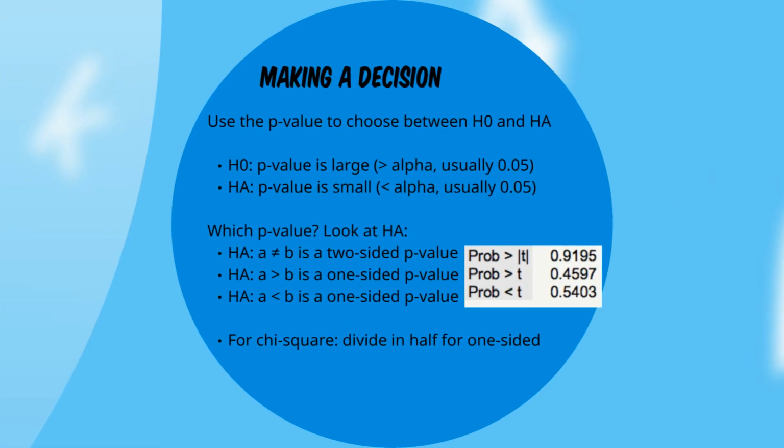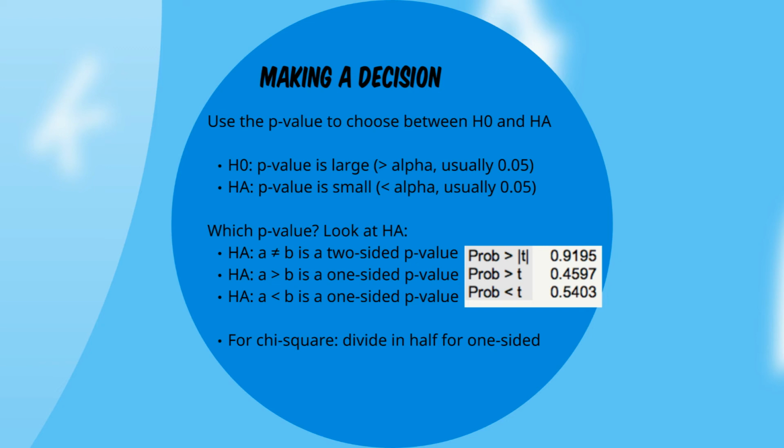How do we make our decision? We use the p-value to choose between our null and alternative hypotheses. For H0, we will choose H0 if the p-value is large or greater than alpha, and our alpha is usually 0.05. To choose HA, we'll choose that if our p-value is small or less than alpha.